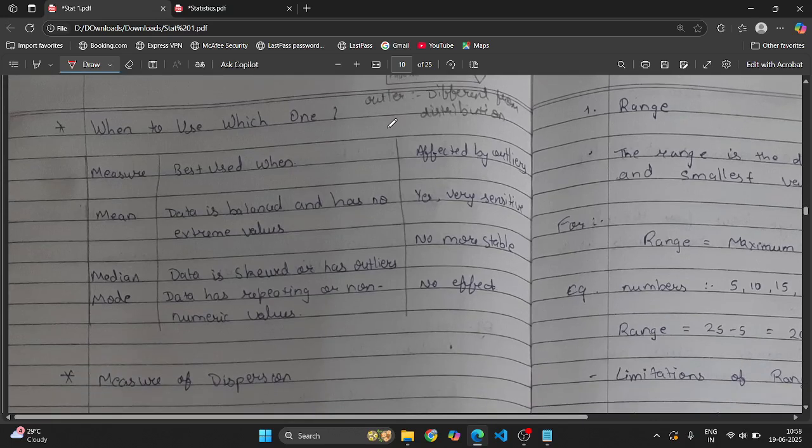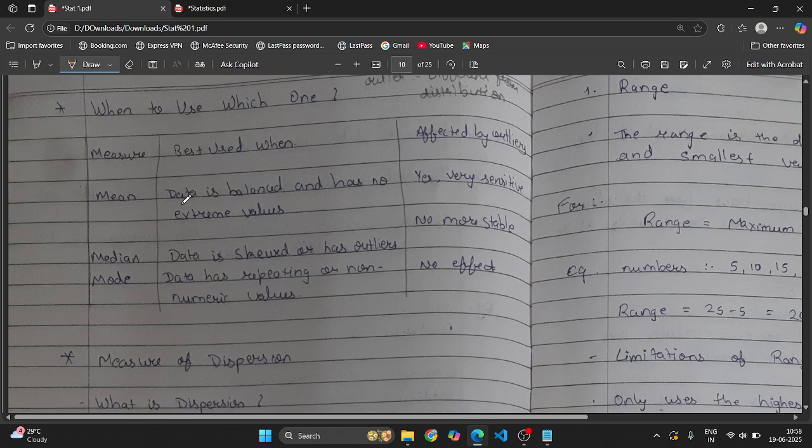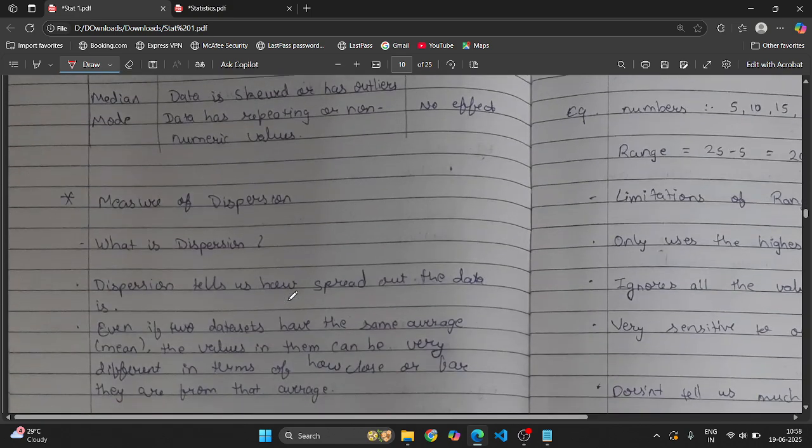When to use which one, with outliers from different distributions: the mean is best to use when data is balanced and has no extreme values, as it is very sensitive. The median is for when data is skewed or has outliers, as it is more stable. And the mode is for repeating and non-repeating values.